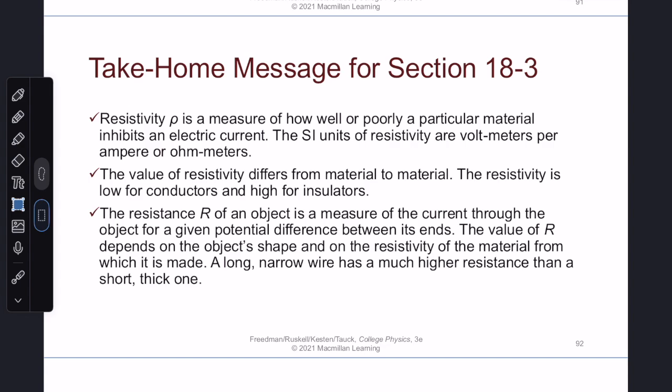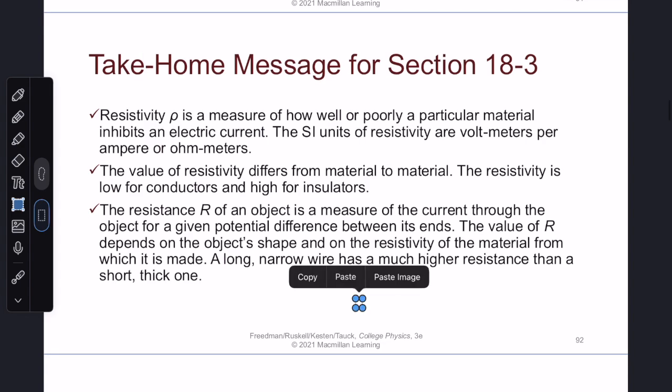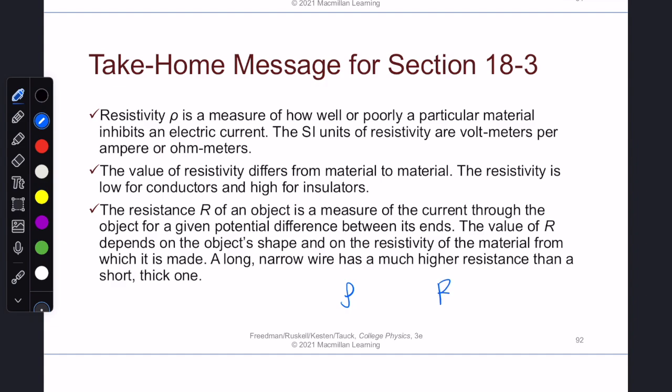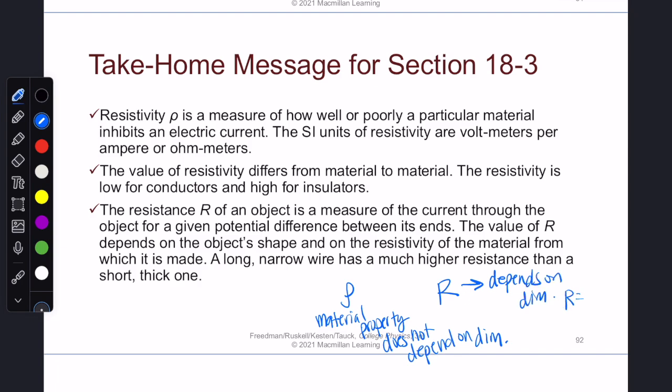The important difference between resistivity and resistance is that resistivity is a material property. It does not depend on the dimensions of the object. Resistance, however, depends on the dimensions of the object, because R equals rho L over A. And as we saw in got the concept earlier, changing L changes A and thus changes R.